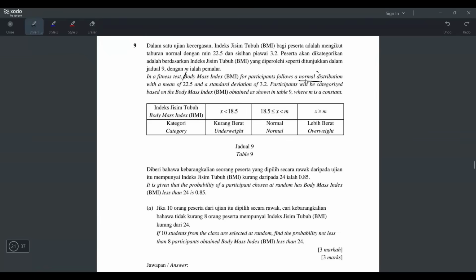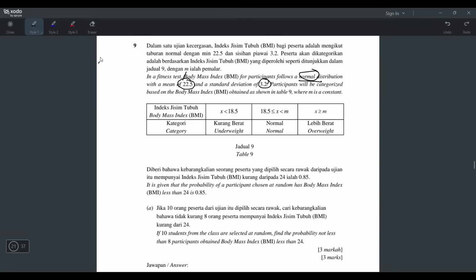So when you see the word normal, it definitely means this one is not binomial, it's normal, and you need to use the Z value table, right? You need to convert X to Z and then use the Z value table, baca the probability. For normal distribution, they will give you mean and standard deviation. So they give it here, mean is 22.5, standard deviation 3.2.